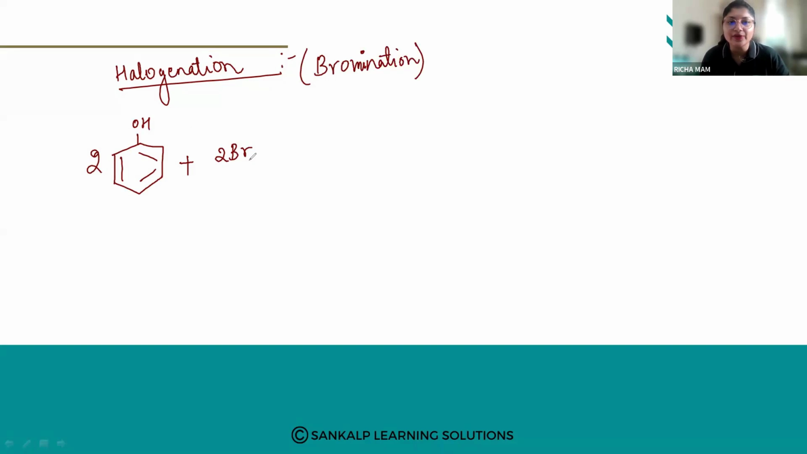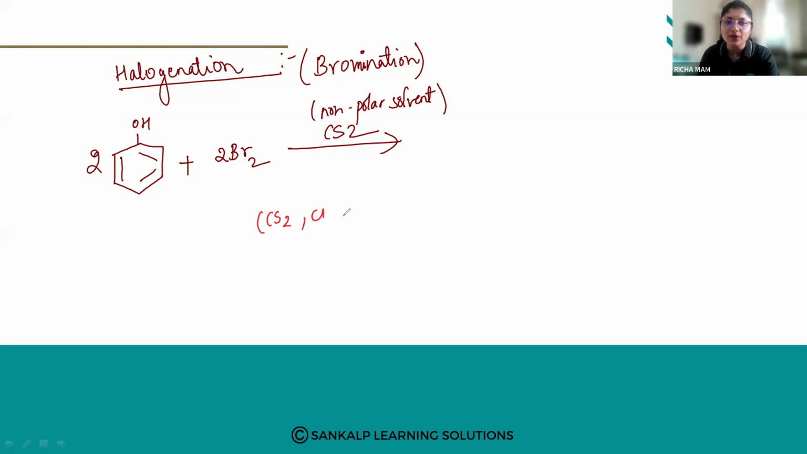We are going to take Br2 in the presence of carbon disulfide, which is a non-polar solvent. So we do this reaction in the presence of a non-polar solvent. You can use CS2, chloroform, or carbon tetrachloride. These are the different non-polar solvents, and you can use any one of them.